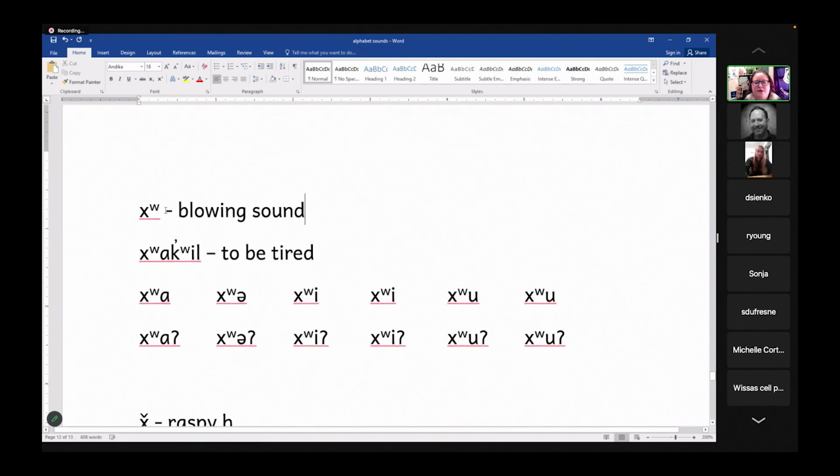The X with the raised W. Remember, anything with that floating W, you're going to be blowing out, especially with this one. This is only a blowing out sound, like in wheel. It's not a W, it's not an H, you're blowing out. That's how you make that sound. Let's do our sound chart.